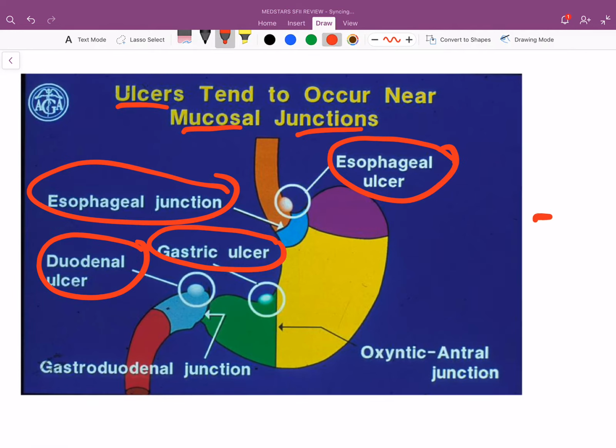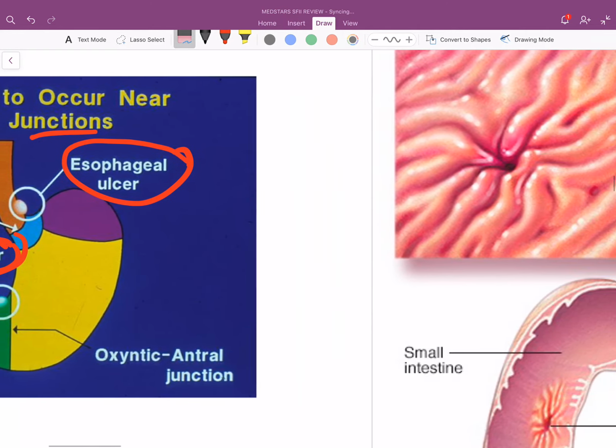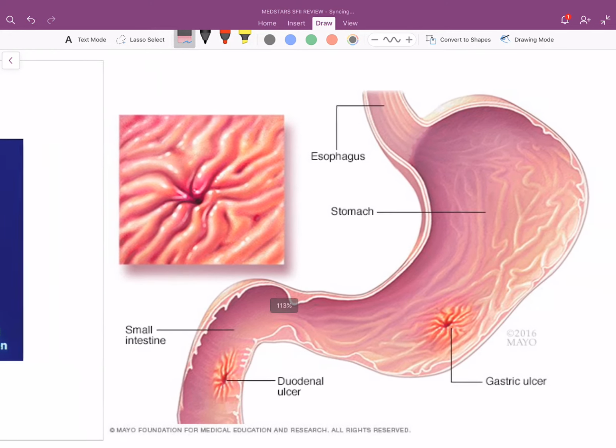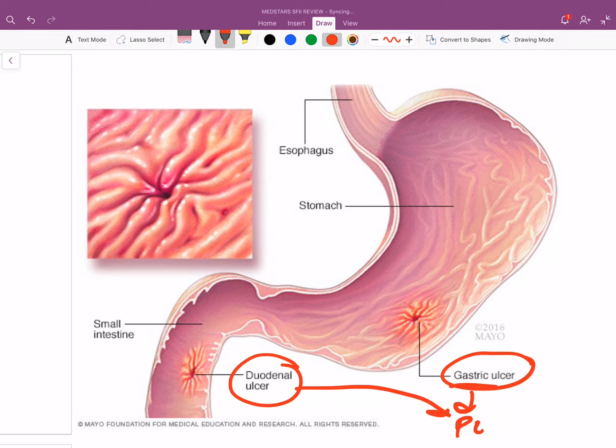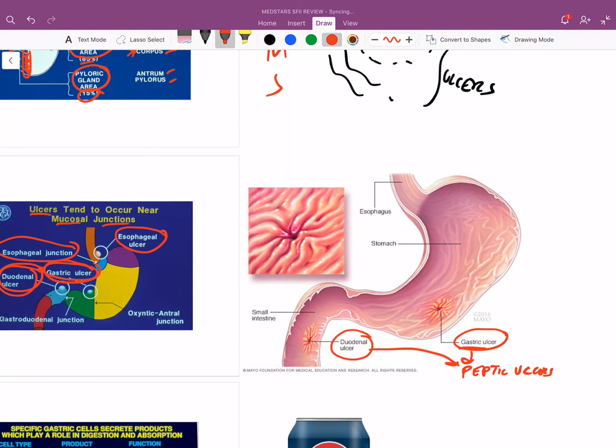Gastric ulcers and duodenal ulcers, collectively we call those peptic ulcers. I know you guys had an SGL that talked about peptic ulcers. Just to be clear, when we say peptic ulcers, we're talking about either a gastric ulcer or a duodenal ulcer. Gastric ulcers and duodenal ulcers are peptic ulcers. Why is it called peptic ulcers? You guys are probably wondering.